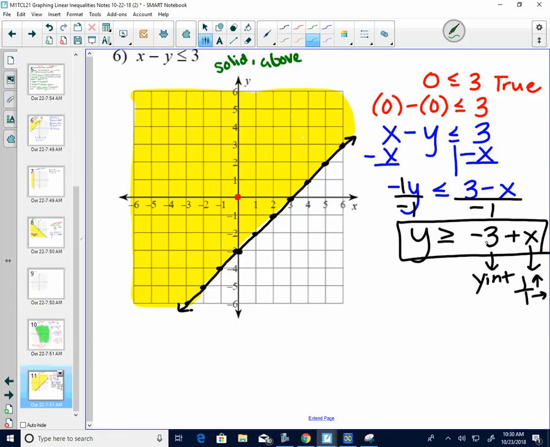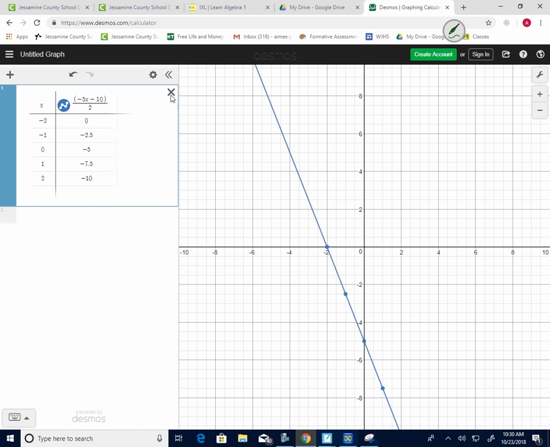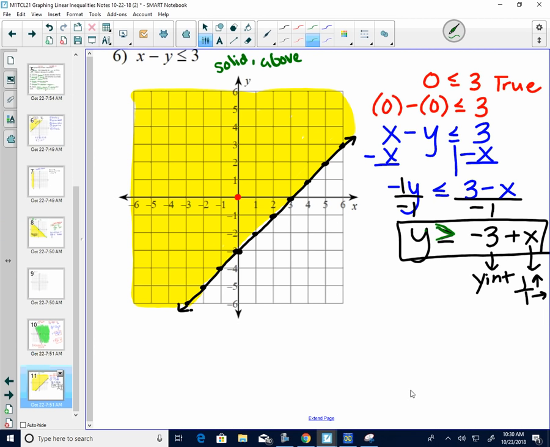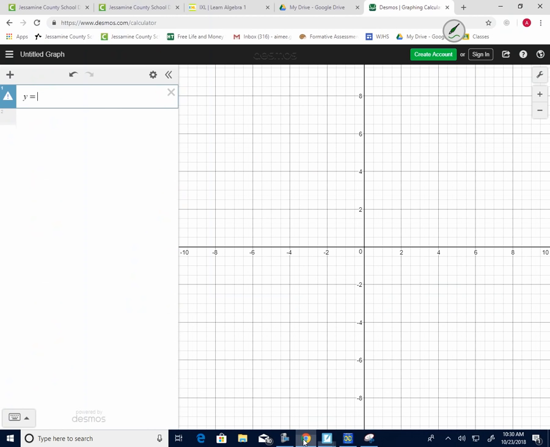Or I can go ahead and solve it out, like over here, subtract the x from both sides. So then I have -y is less than or equal to 3 minus x. Then I have to divide by -1, and when I divide, my sign flipped. So when I look down here, it is open towards the y, so I know to shade above. So I can graph that line. I can go back to my calculator if I need to, and type in y equals. On the TI-84s you don't have to type in y equals, but on Desmos here we do: y equals -3 plus x.